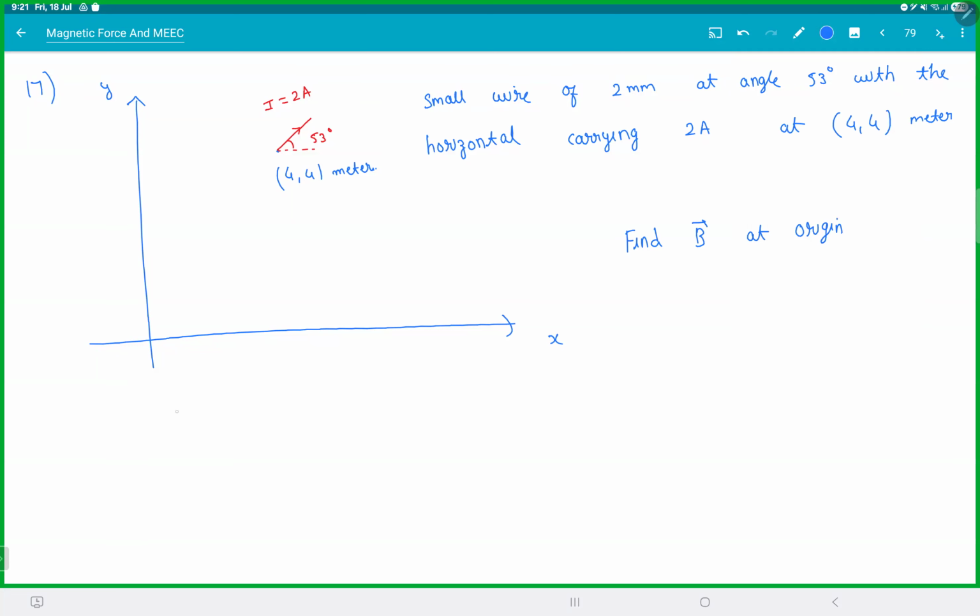Technically speaking, there is only one formula. The magnetic field dB bar is mu naught by 4 pi, I dl cross r cap by r square. If you know all these values, substitute them there and you'll get the answer. It is just a matter of finding all those values. Get it? You got a minute.